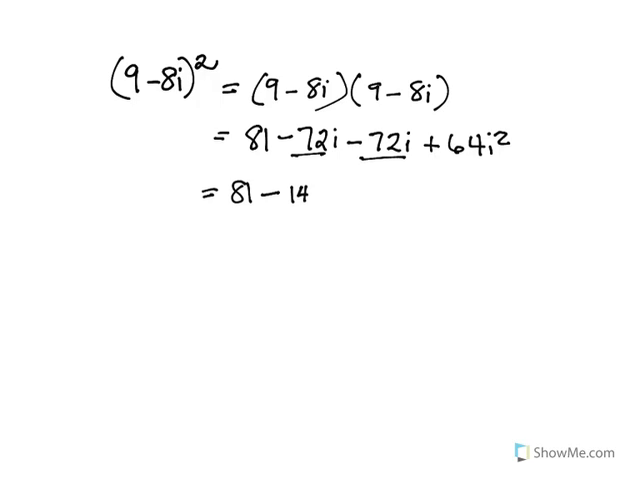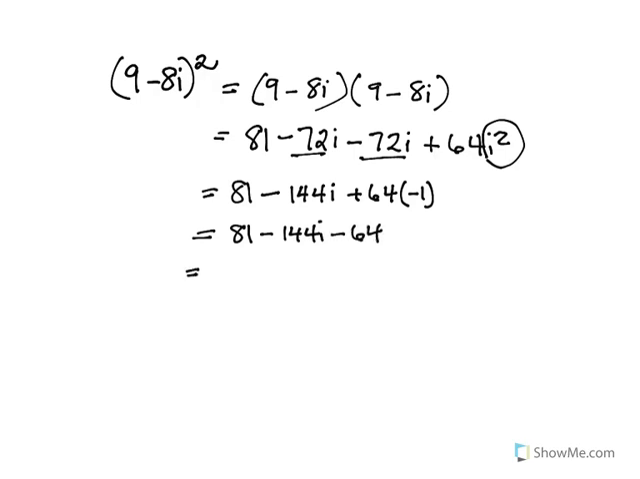So negative 144i plus 64 times negative 1, because I see i squared. You should never write i squared more than one time. Once you write it once, the next line, it should always be replaced as a negative 1. Minus 64. So 81 minus 64 will combine. So 17 minus 144i, and I'm done.